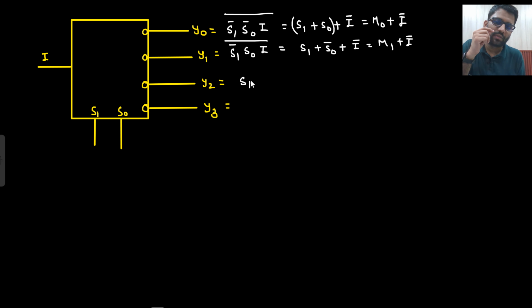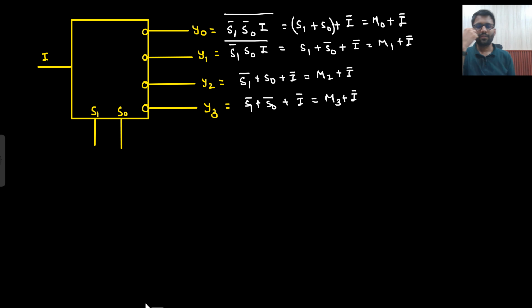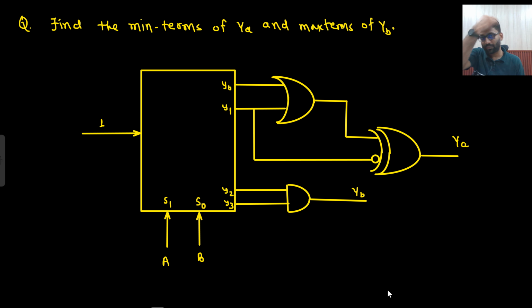What about this one? This would be S1 bar plus S0 plus I bar. That would be M2 plus I bar. And what about this? S1 bar plus S0 bar plus I bar. So this would have been M3 plus I bar. Well and good. Very easy. Okay. Let's solve some problems now.